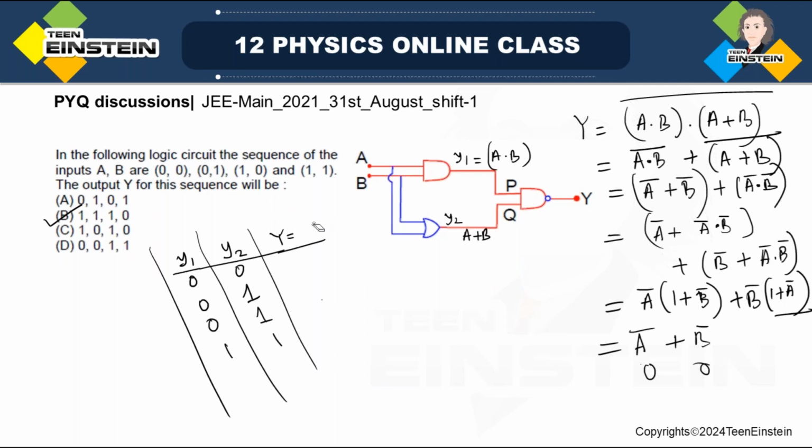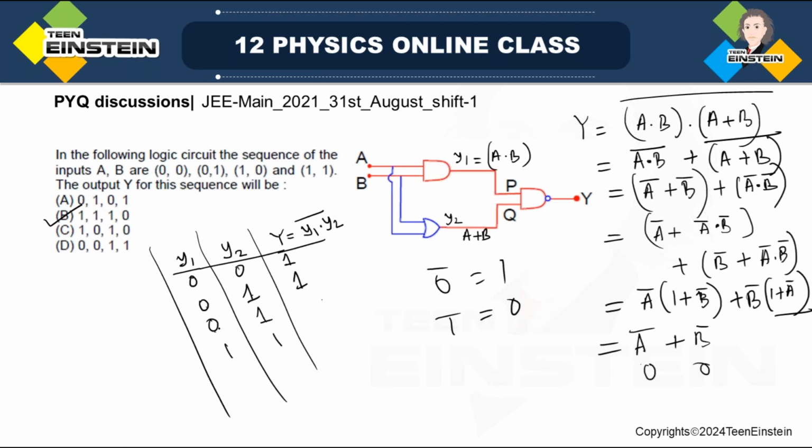You have y1 and y2, then the whole bar. If y1 and y2 are both 0, then AND will give you 0, but the inverse of that will give you 1. Now for the AND operation of 0 and 1, it will give you 0, a low output, but the bar of that will give you 1. For the next one, the AND operation will give you 0, but the bar of that will give 1, since 0 bar means 1, and 1 bar means 0.